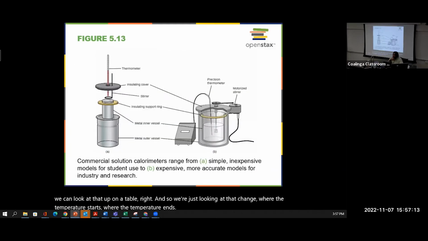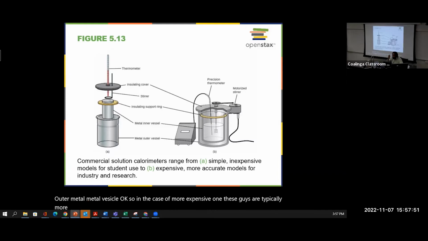Now we can get fancy with the calorimeter, right? So here, these are two. This is a simple, very inexpensive one. We actually have one around here somewhere. And here, again, we have our thermometer, we have our stir, and then we have a tube that's within another tube. This inner part is going to be insulating. This is a support ring, so you make sure that you're not losing any heat to the surroundings. This is your internal metal vessel. This is your outer metal vessel. In the case of the more expensive one, these are typically more accurate.